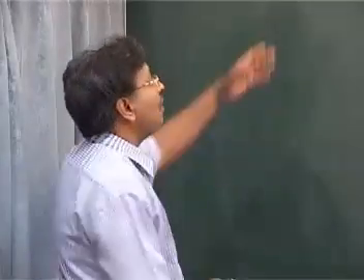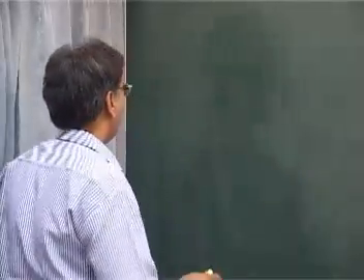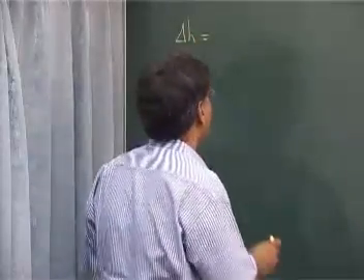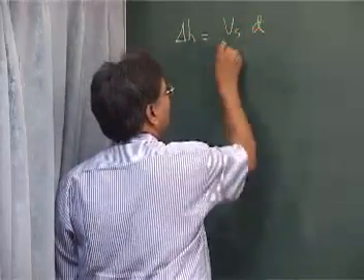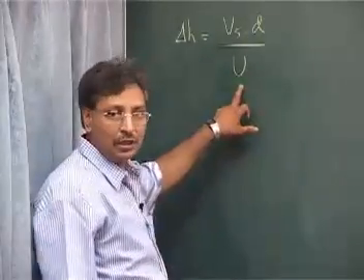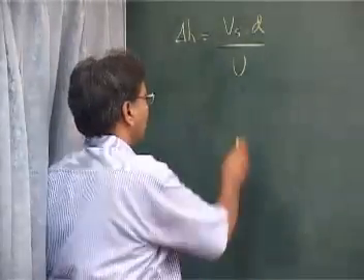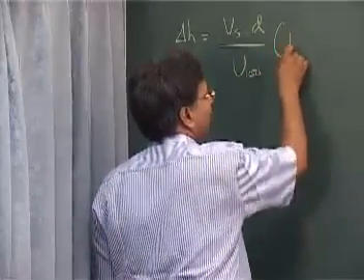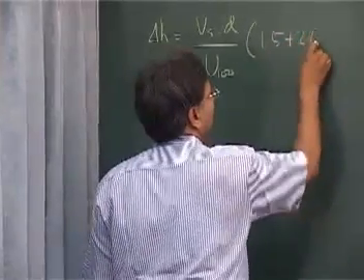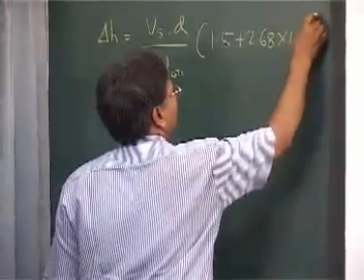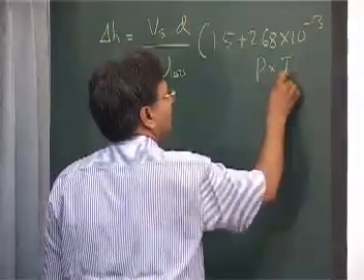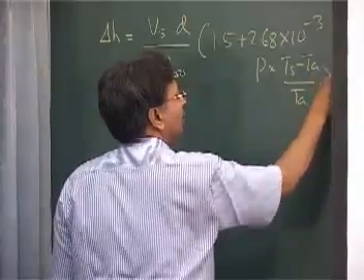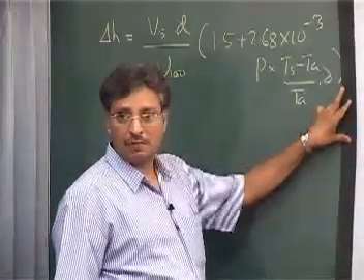First of all, suppose we start with the Mathura refinery. Okay. Then I find out the delta H. What was that? Vs d by u at 100 meters. Okay. U at 100. What was that? 1.5 times Ts minus Ta by Ta into d. Don't forget that there is a diameter term also here.